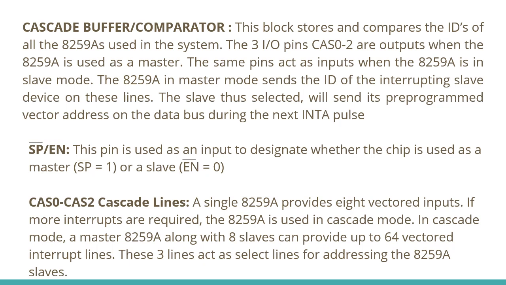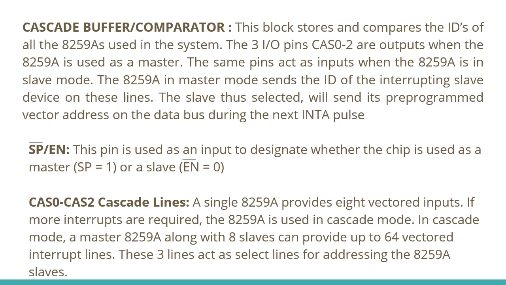Next, we have the cascade buffer or the comparator block. Now, at a time, there can be more than one 8259A connected to the system. So all these 8259As can work in a cascaded mode. So what this cascade buffer or comparator block does is that this block stores and compares the IDs of all such 8259As used in the system.